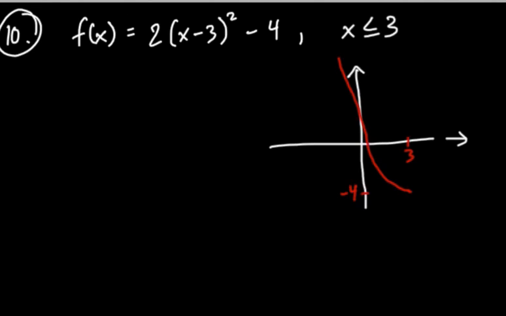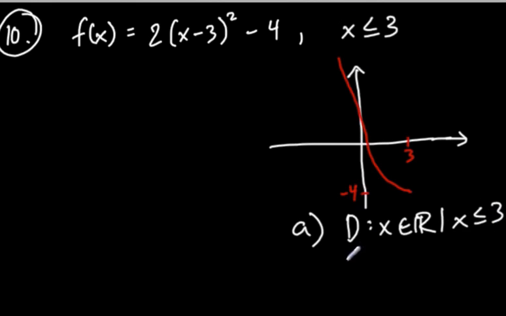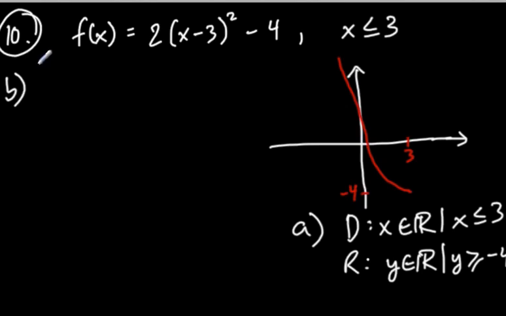So there we go. From this we can determine our domain and range. Our domain is x is element of reals, and x is less than or equal to 3, which we've been told. The range is y is element of reals, and y is greater than or equal to -4. Now, part B says find the inverse function.